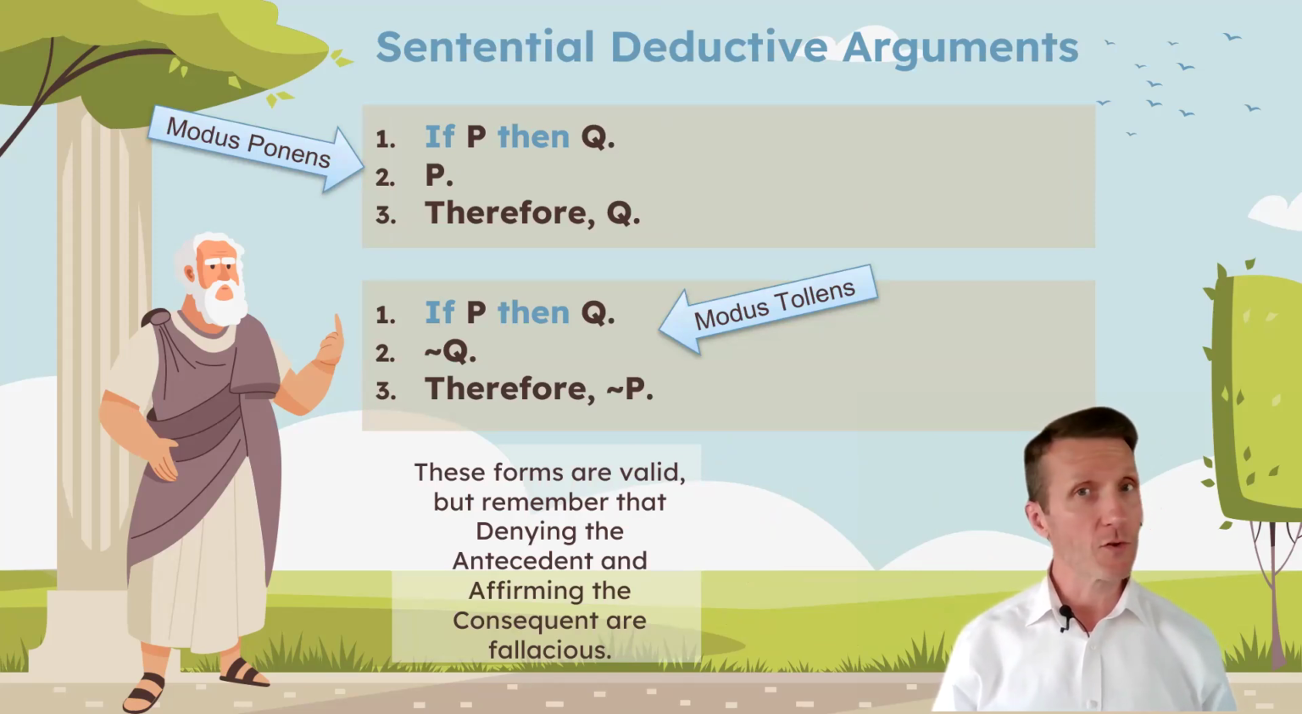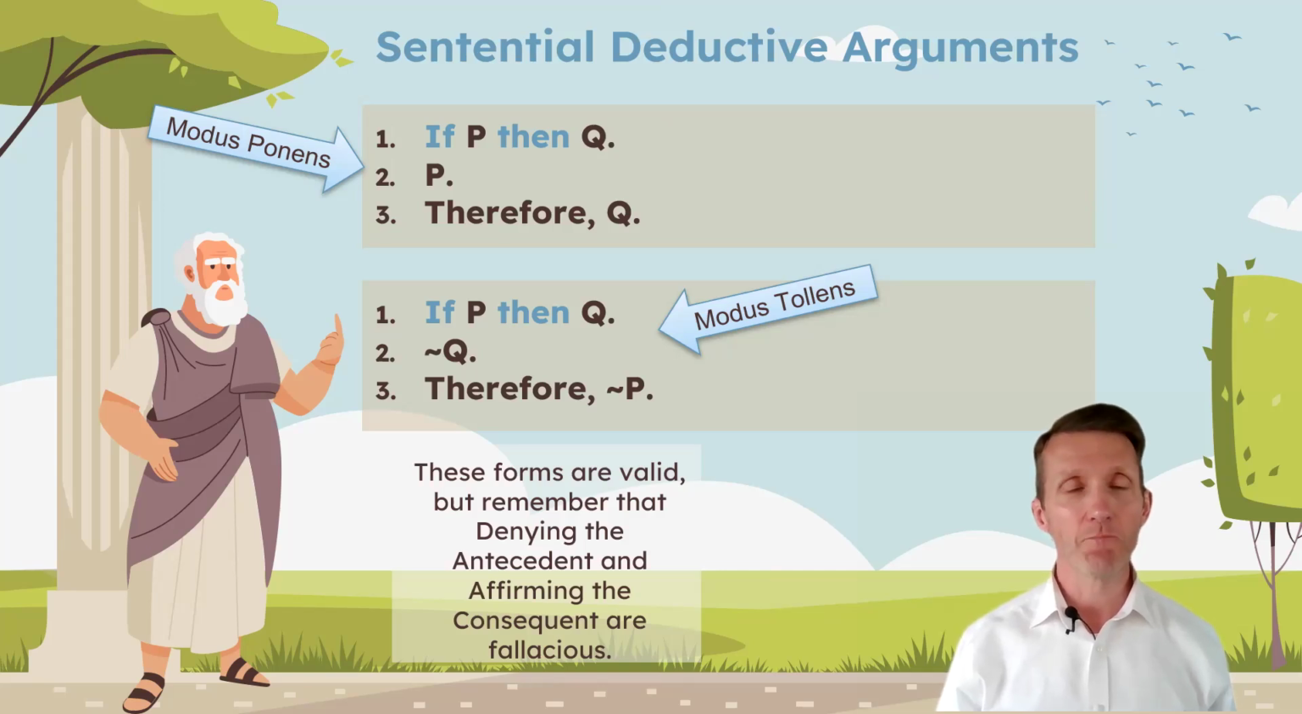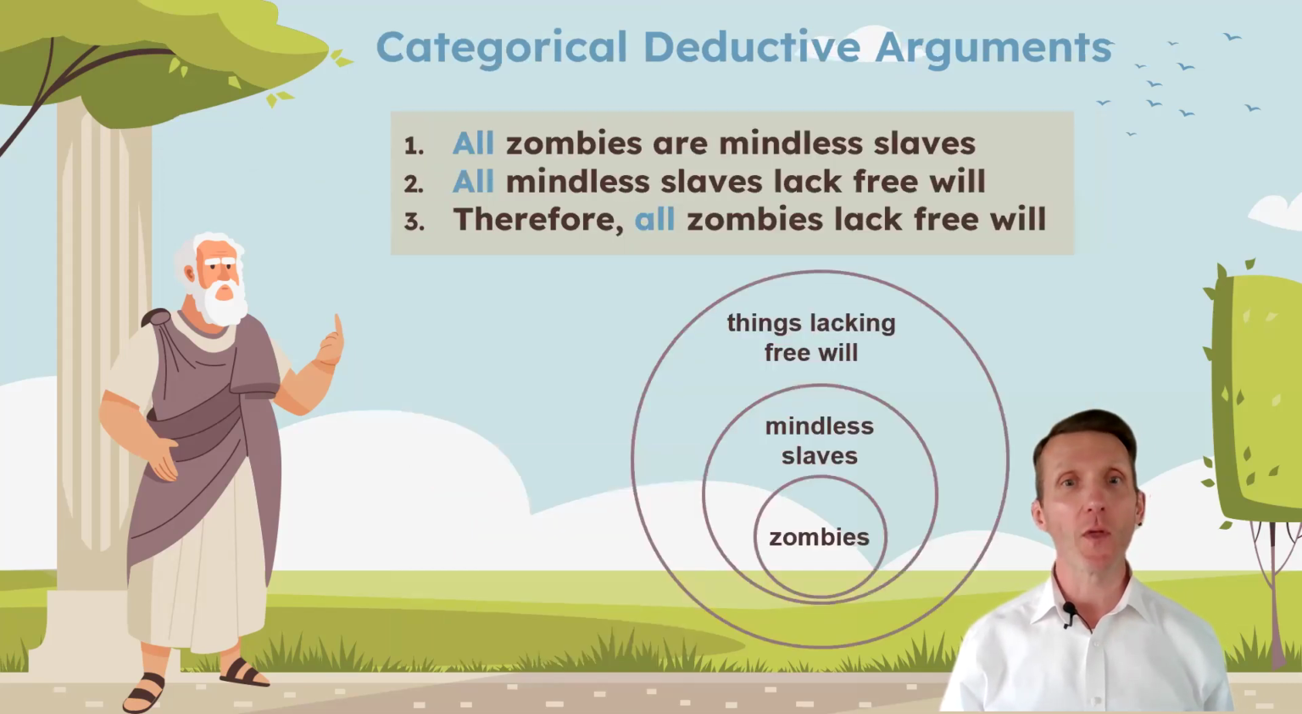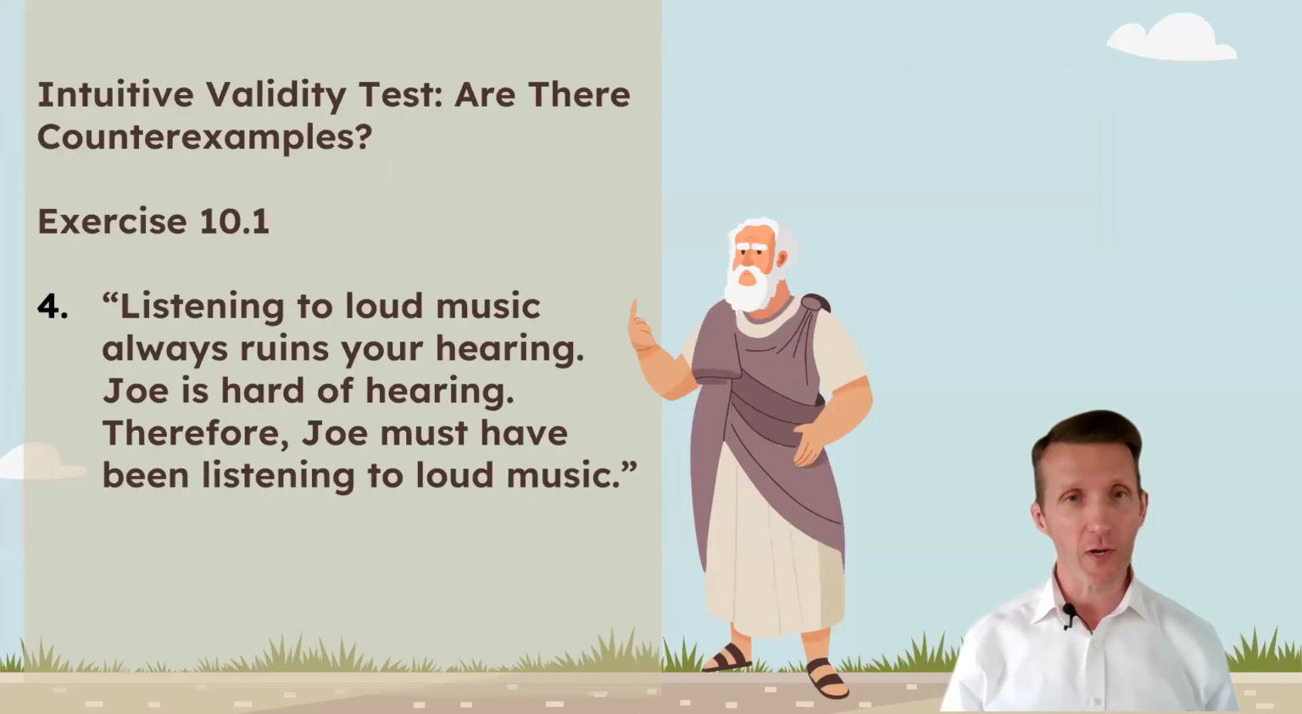But last chapter, when we considered the various fallacies, we talked about the fact that denying the antecedent is fallacious, and so too is affirming the consequent. So if we were to say, if P then Q, not P, therefore not Q, well, that's not necessarily the case.